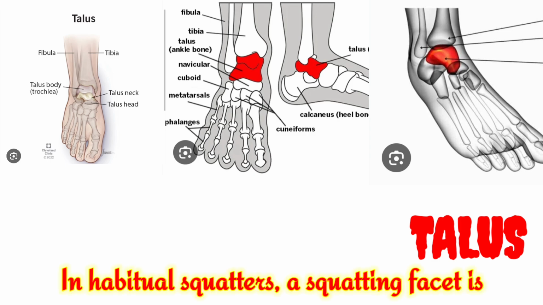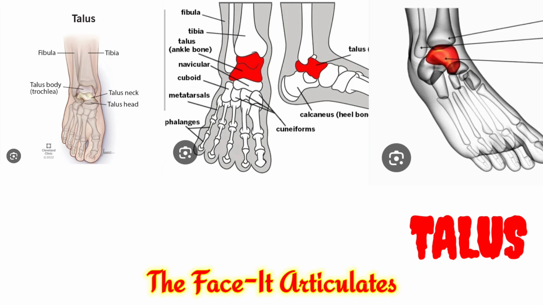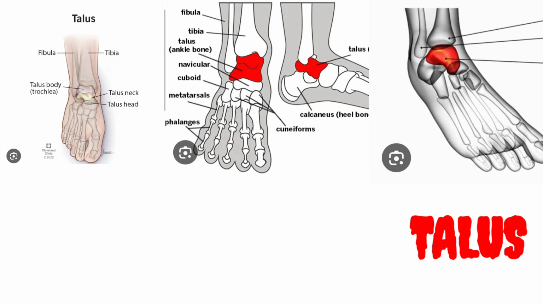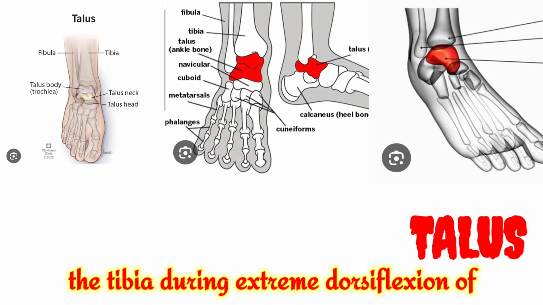In habitual squatters, a squatting facet is commonly found on the upper and lateral part of the neck. The facet articulates with the anterior margin of the lower end of the tibia during extreme dorsiflexion of the ankle.